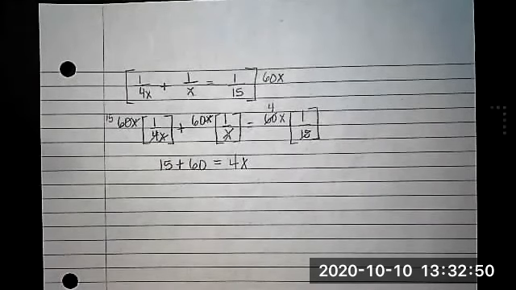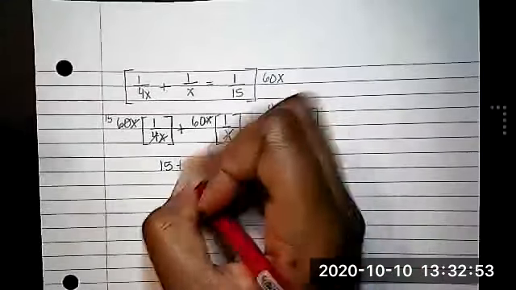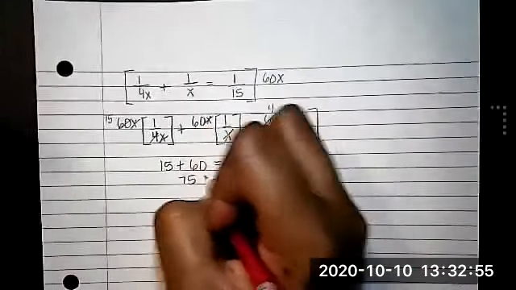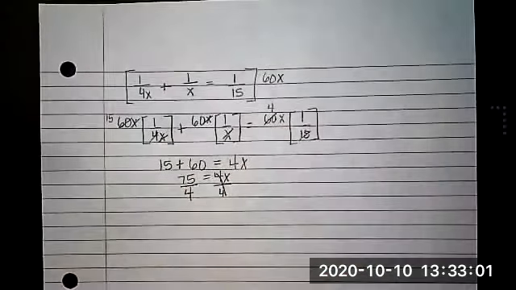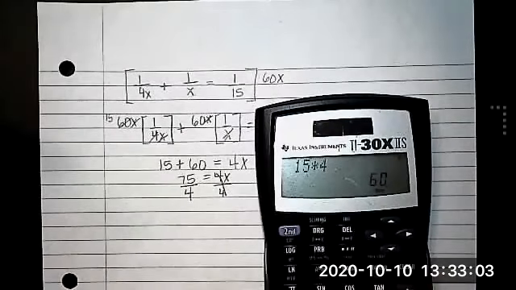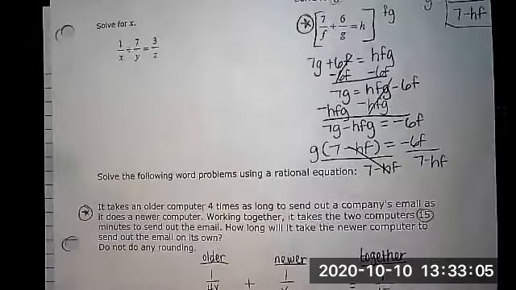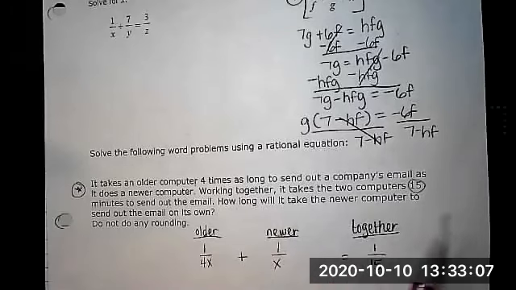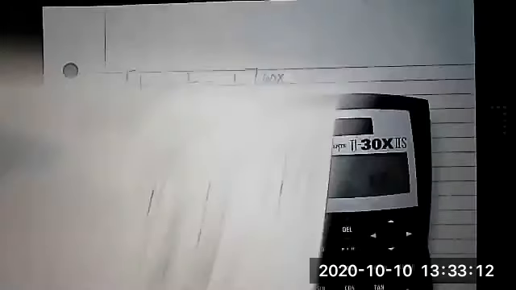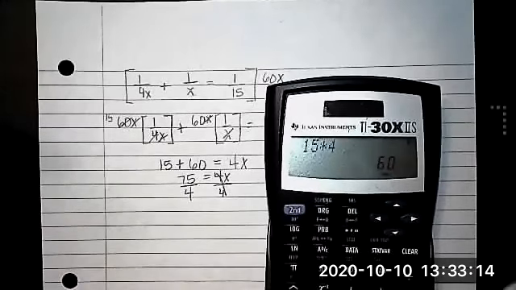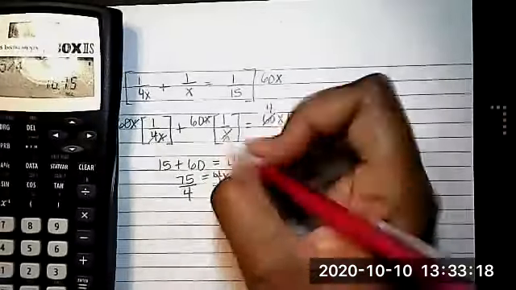So now that we have that, we can solve it. 60 plus 15 is 75 equals 4X, divide by 4. 75 divided by 4. And if you see in the problem, it says, how long will it take the newer computer to send out the email on its own? Do not do any rounding. So we're just going to divide 75 by 4 and get an answer. 18.75 is our answer there.